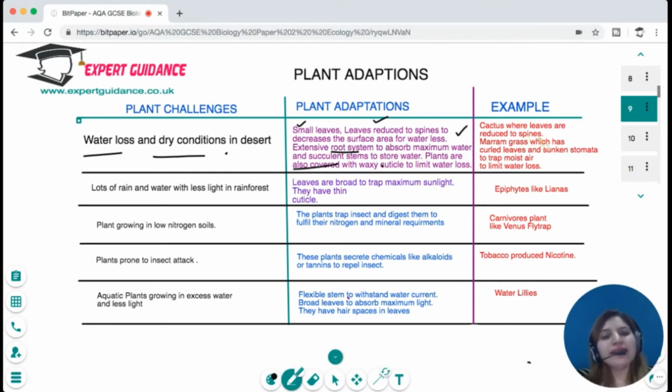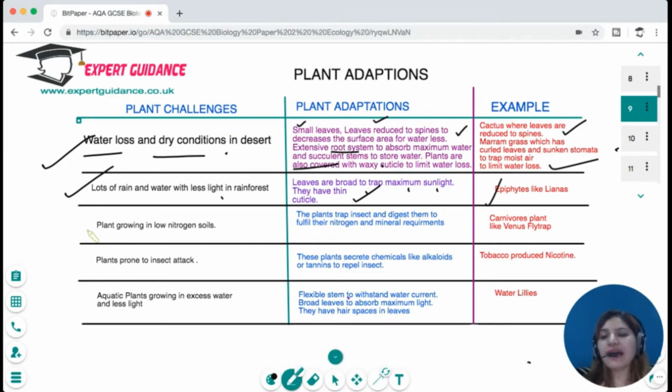For example, cactus, where leaves are reduced to spines, and marram grass, which has curved leaves and sunken stomata that trap moist air between them to limit water loss. There are plants that grow in rainforests where they receive lots of rain and water with less light. So in those areas, leaves are broad to trap maximum sunlight, and they have thin cuticles so that maximum water loss can happen. For example, epiphytes like lianas.